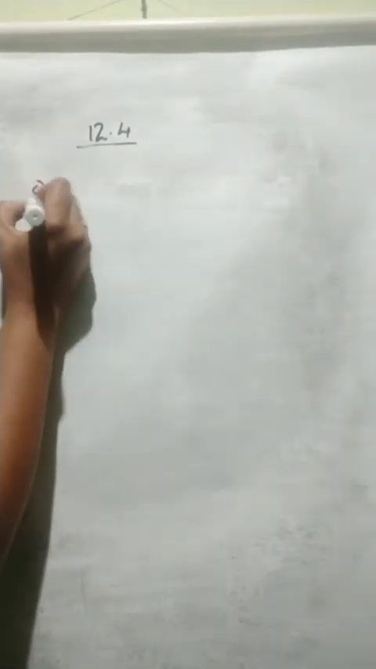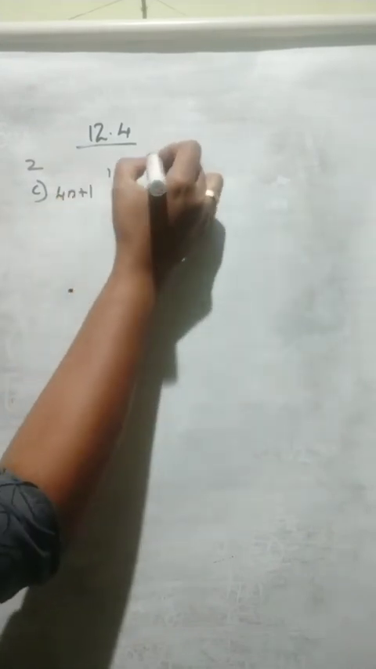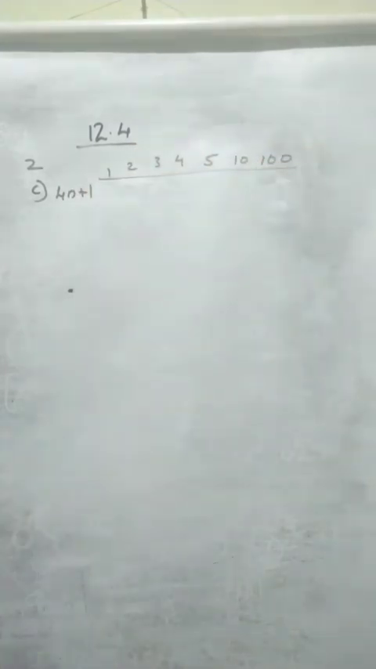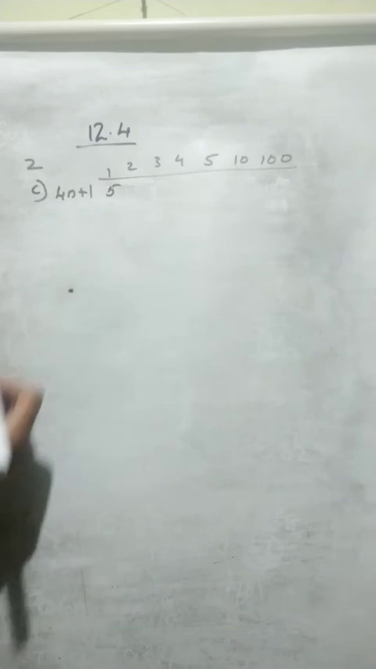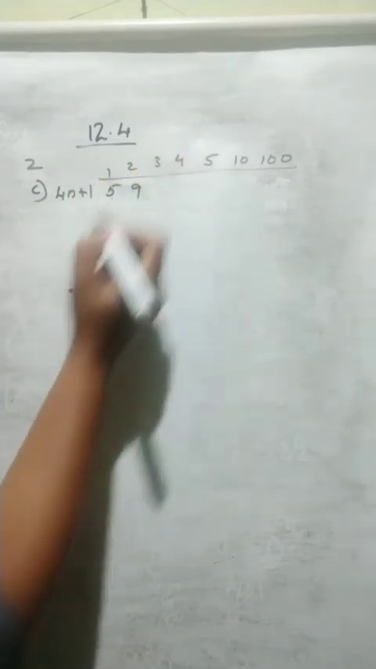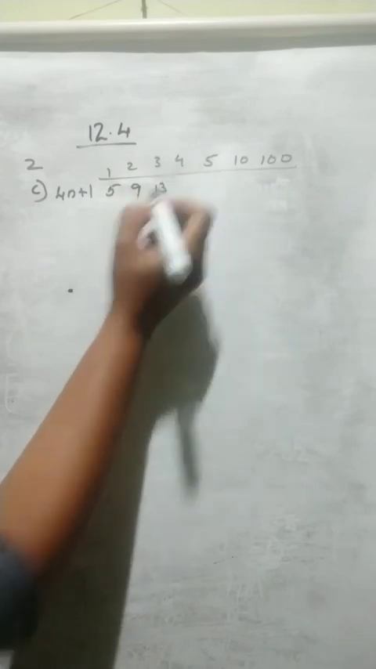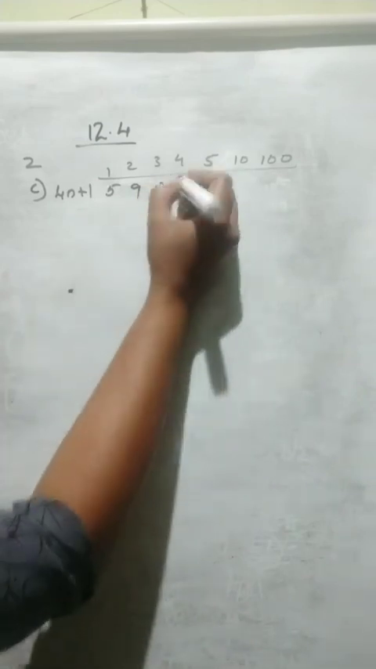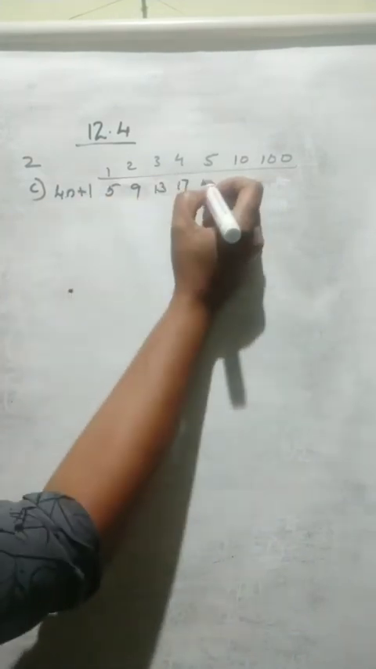Next question is C. Second group itself, that is the next algebraic expression, 4n plus 1. Then instead of n, the values are 1, 2, 3, 4, 5, then 10 and 100. Okay. Then 4 into 1 plus 1, 5. 5 is the answer. 4 into 2, 8. 8 plus 1, 9. 4 times 3, 12. 12 plus 1, 13. Then 4 times 4, 16 plus 1, 17. Next 4 times 5, 4 5s are 20 plus 1, 21.